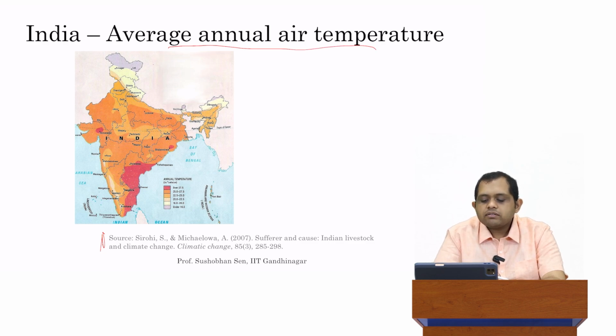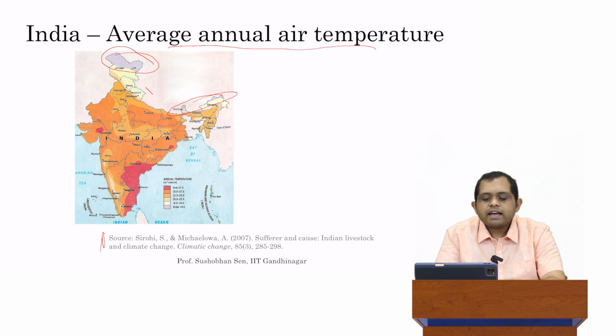So this map which I have over here actually shows the average annual air temperature for different regions in India. And as you see, there is a fair amount of variety. The lowest average annual air temperature is in Ladakh. No surprise. That's the high Himalayas. Also Sikkim and Arunachal Pradesh. Also not a surprise.